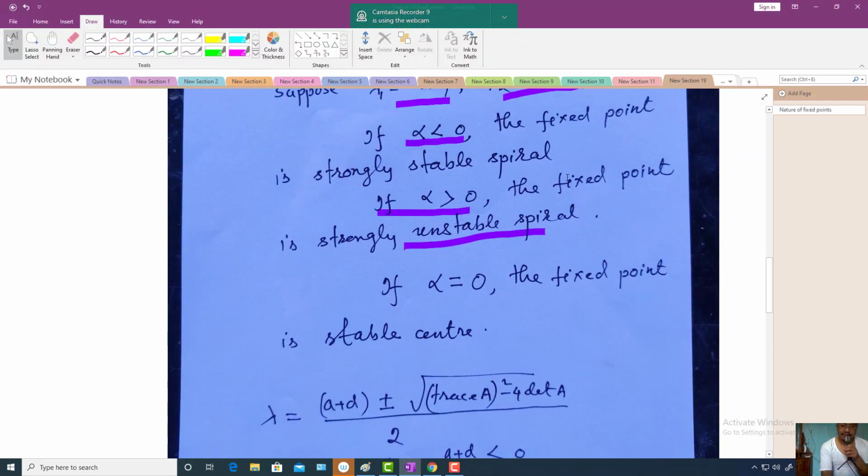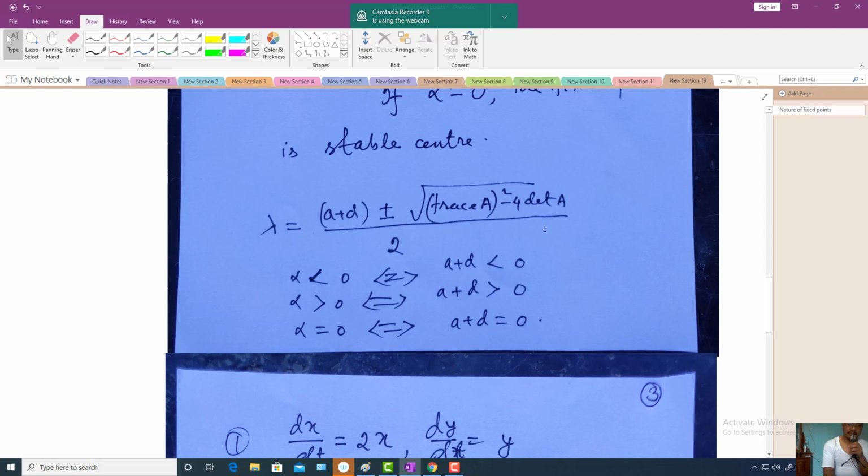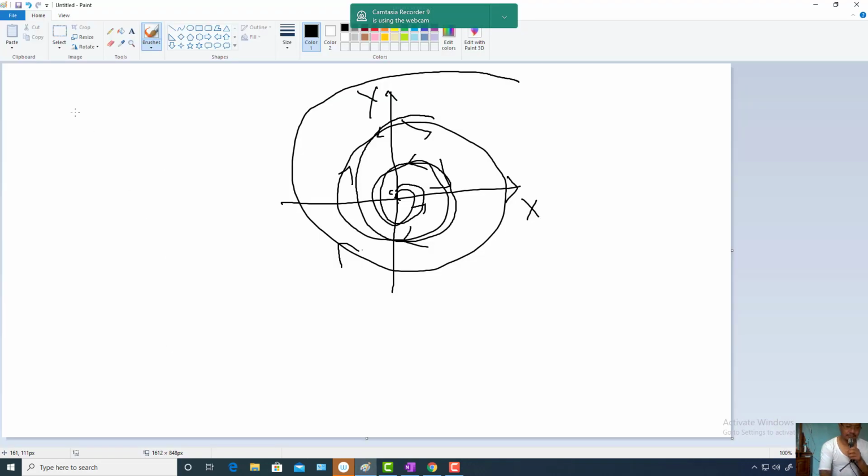Next, let us see. If alpha is equal to 0, the roots are purely imaginary. So what happens in that situation? In that situation, the fixed point is a stable center. The fixed point is a stable center. How does it look in that situation? Let me draw the diagram here.